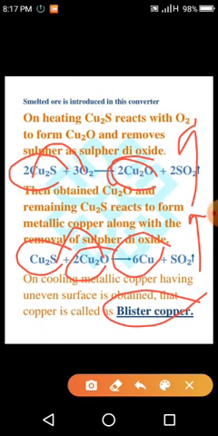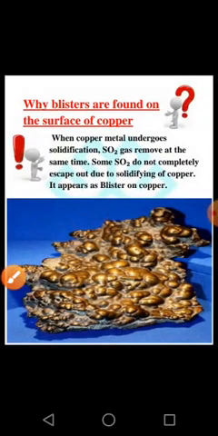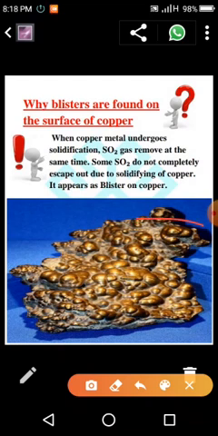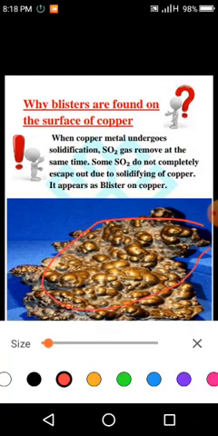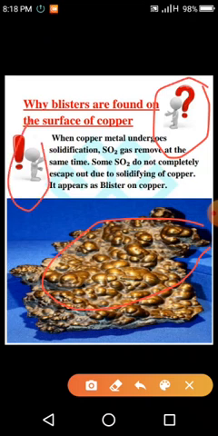Now the question is how the blister copper looks. Now you can see the blister copper. The surface of this copper is totally uneven. Now the question is, what is the reason for these blisters? Now the answer, you can see.